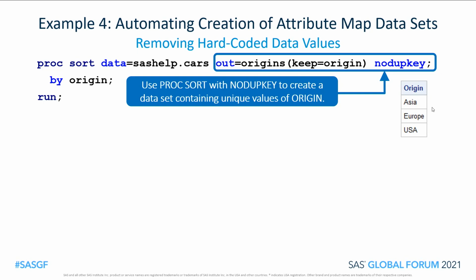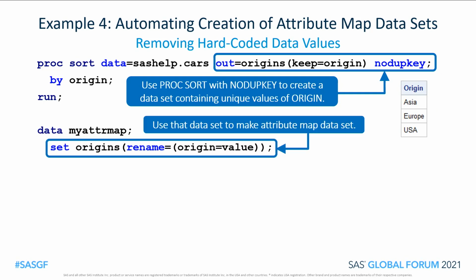Then I'm going to take that data set, read it into another data step to make my attribute map. Notice I'm renaming origin as value because that's what the attribute map is expecting.